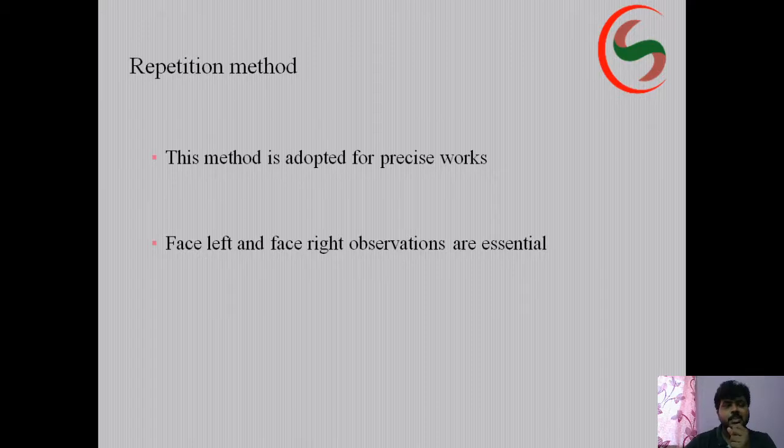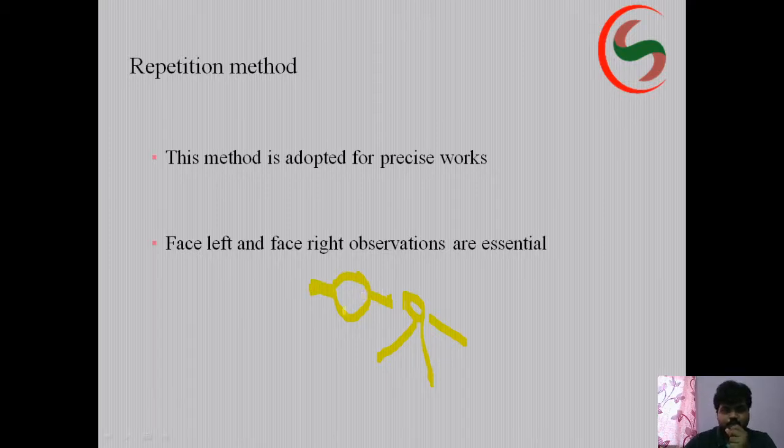What do you mean by face left? If the vertical circle is towards the left side of the observer, he is the observer, this is the eyepiece, just imagine please, this is the eyepiece and this is what? Object glass. Consider this as a telescope.